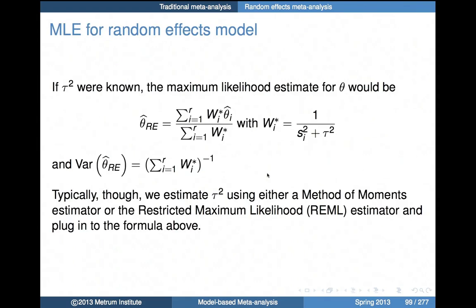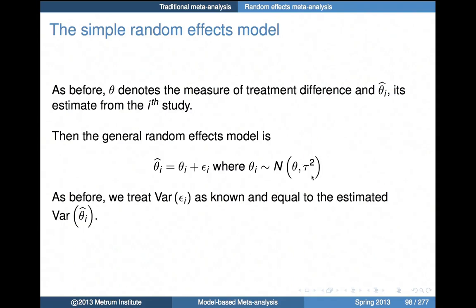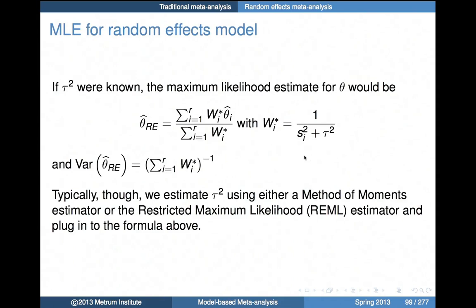We can show that if tau squared were known, that is, if we knew the between study variance of the effects, it's pretty straightforward to show that the maximum likelihood estimator for theta, the average effect, is itself a weighted average, using different weights. I've denoted those by W star. Those weights are equal to 1 over s i squared, our observed standard error, plus tau squared, the between study variance. The variance of that random effects meta-analysis estimator is equal to 1 over the sum of these random effects weights, the W i stars. So if we knew tau squared, this problem would be no different than before, because we're using the same formula but with different weights.